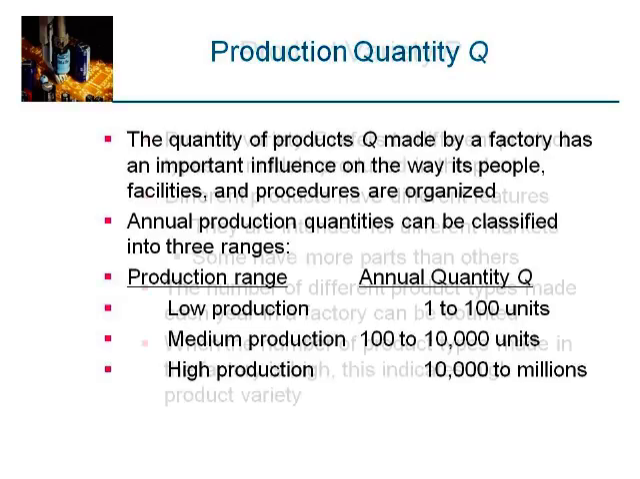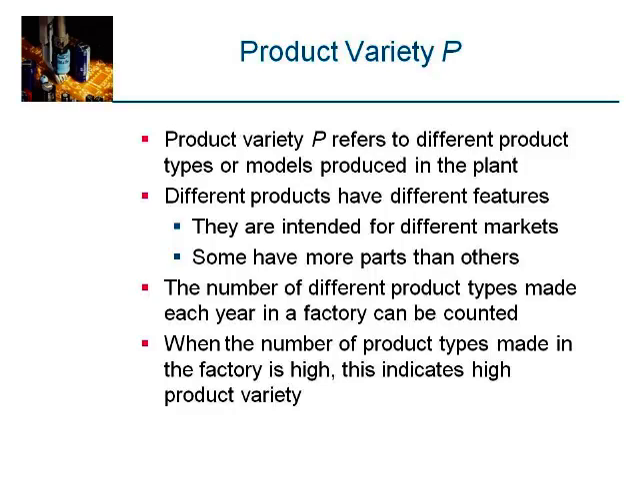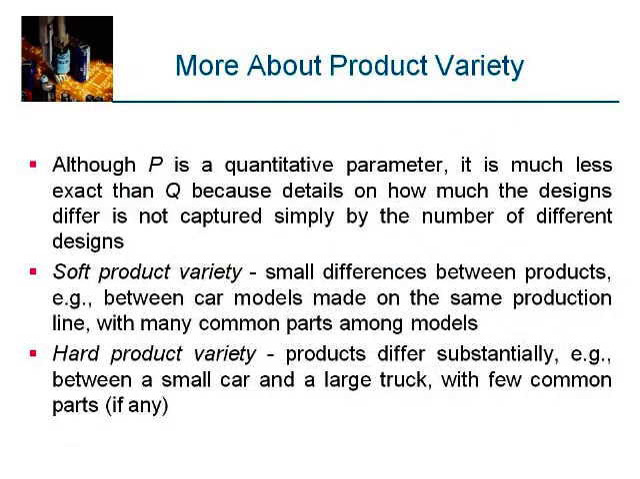The product variety P refers to the different product types or models produced in a given plant. Different products have different features. They are intended for different markets. Some have more parts than others. The number of different product types made each year in a factory can be counted. When the number of product types made in a factory is very high, this indicates high product variety. Although P is a quantitative parameter, it is much less precise than Q because details on how much the designs differ are not captured simply by the number of different designs.